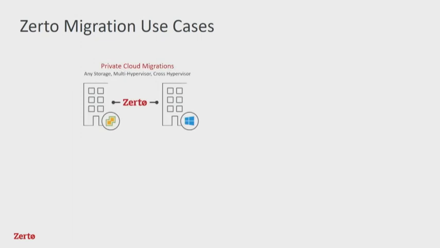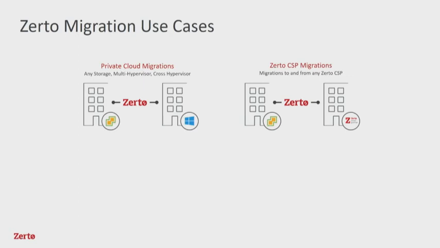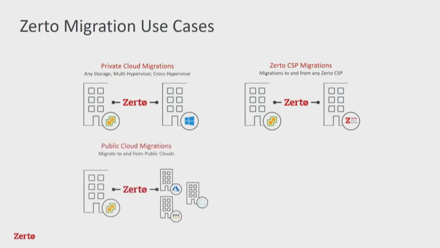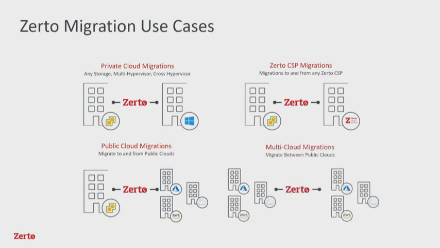If we look at the use cases, as I said, there are private clouds, VMware to Hyper-V. Then CSP migrations. A lot of CSPs actually use Zerto to onboard their customers. It can speed up onboarding, it's massively useful to them. We then have public cloud migrations, where you are looking to get into a public cloud environment, or vice versa, you're looking to get things back out. And then we do the intra-cloud migrations as well. So we can migrate between IBM Cloud and Azure and AWS.